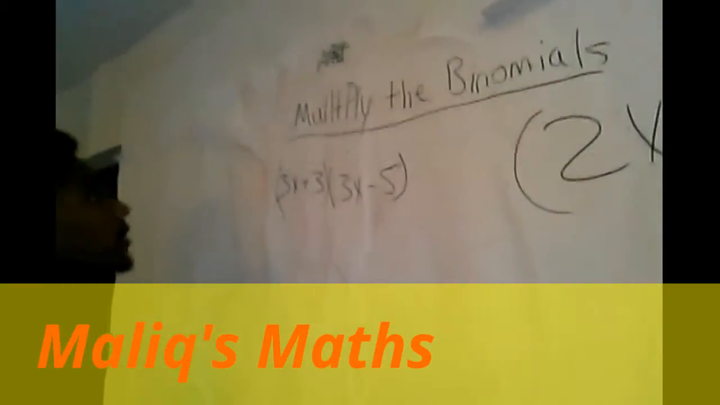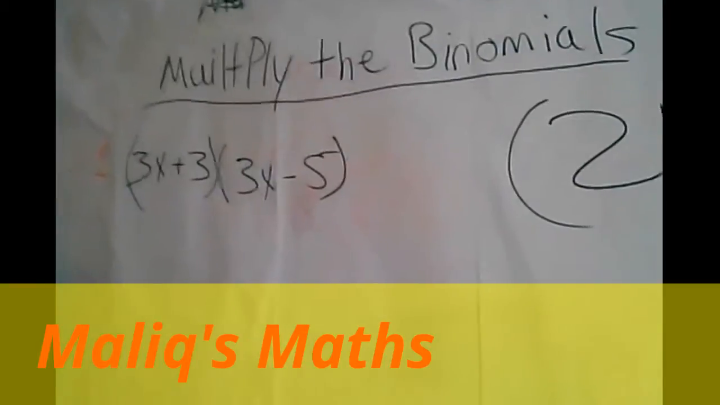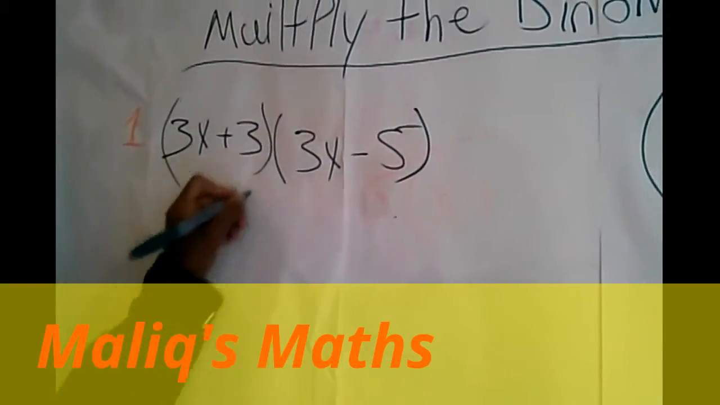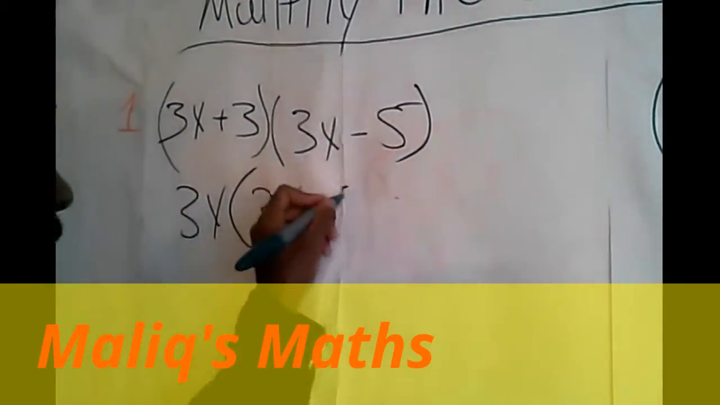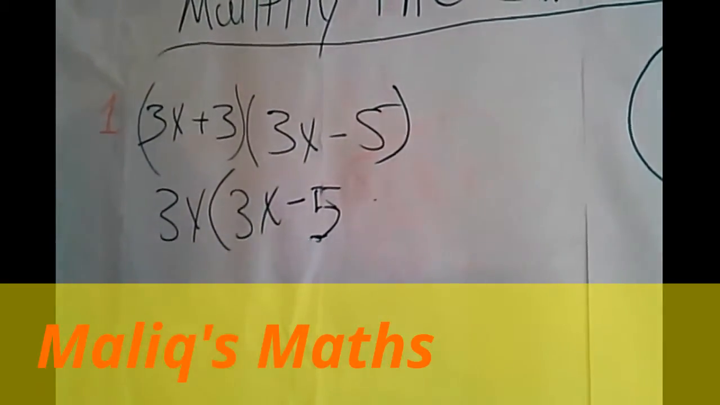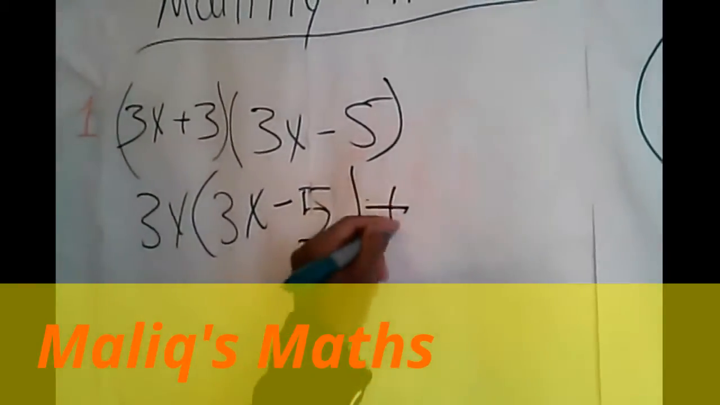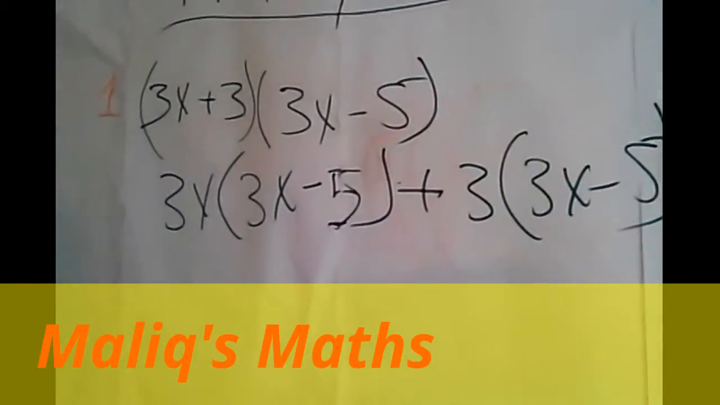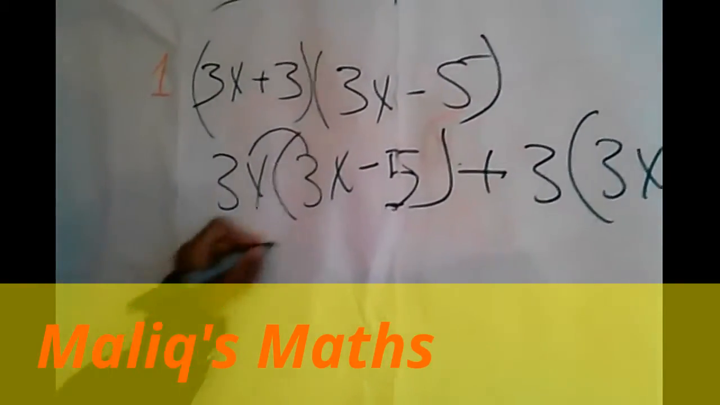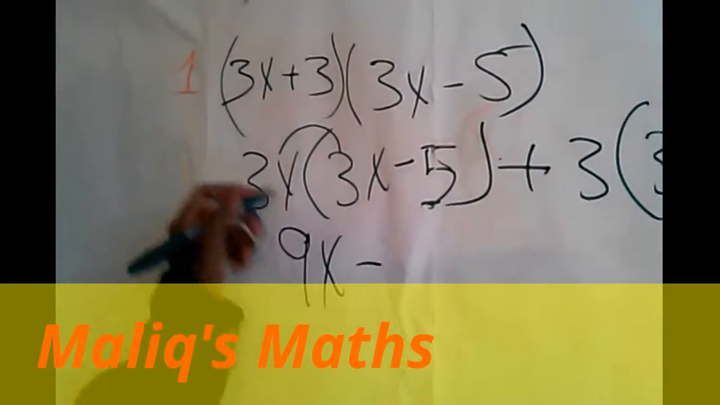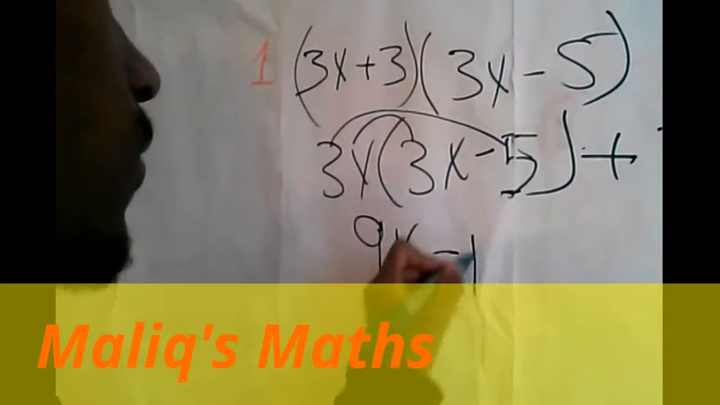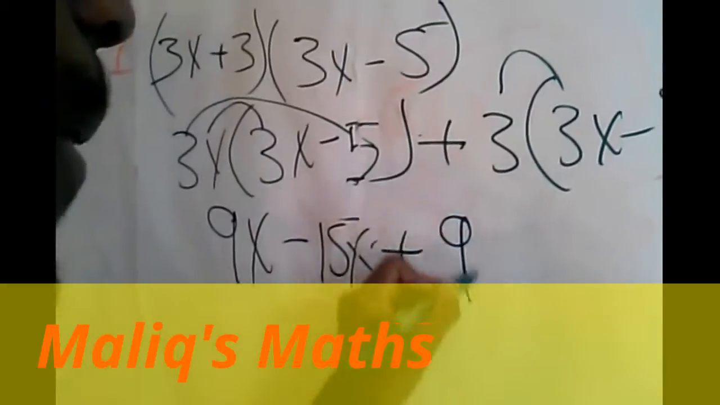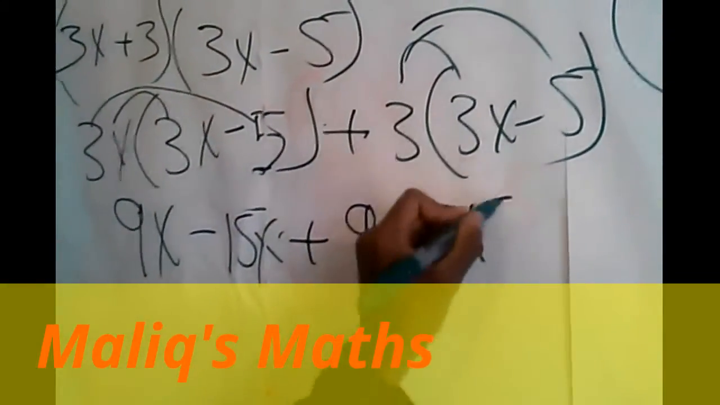Good job. This is multiplying binomials. Alright, for number 1, we factor out the binomials. So three x times 3x is 9x squared. Alright, minus 3 times 3x times 5 is 15x. Alright, plus 3 times 3 is 9x, and then 3 times 5 is minus 15.